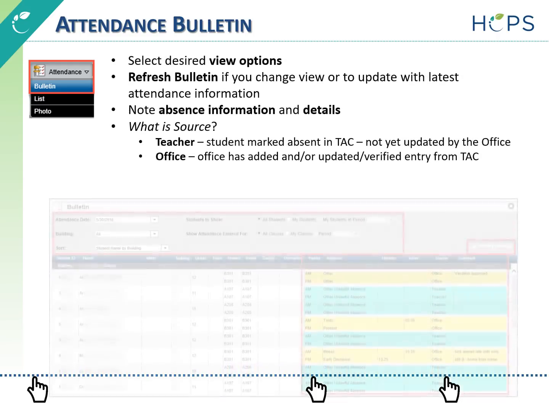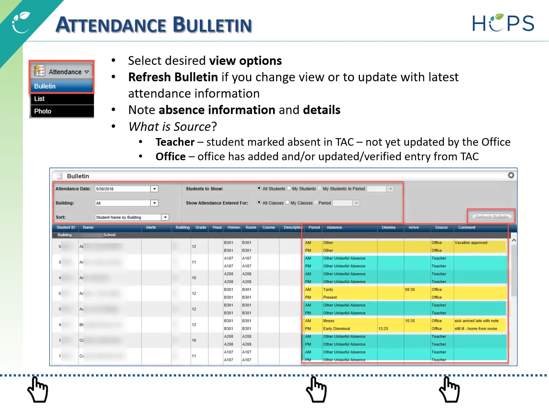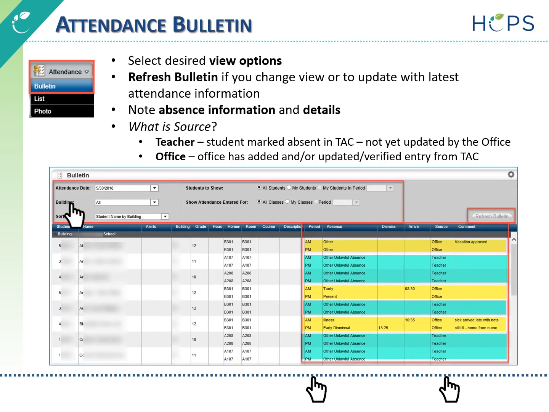There are a number of view options available to the teacher. The attendance date will default to today's date. You can view up to 5 prior days from the drop-down list. The building field will default to all. If you are only assigned to work in one building, there is no need to change this field. The drop-down list will only display your building name. If you work in multiple buildings, change to the desired building from the drop-down list.